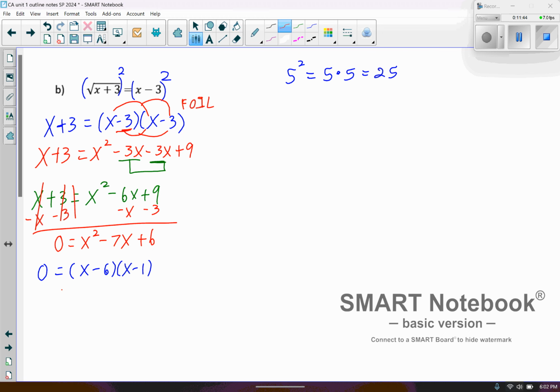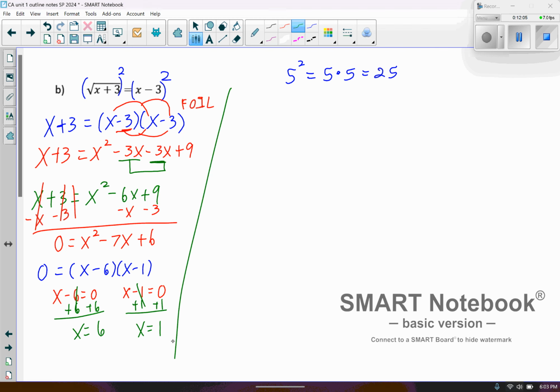So then we take each factor and set those equal to 0. And so I'm getting possible solutions of 6 and 1. All right, so then now I need to go ahead and check that.